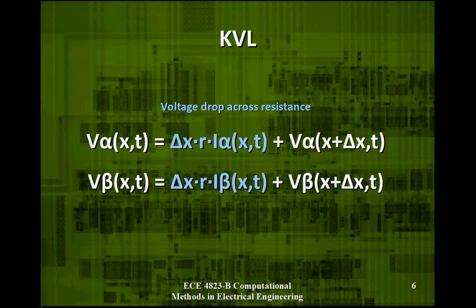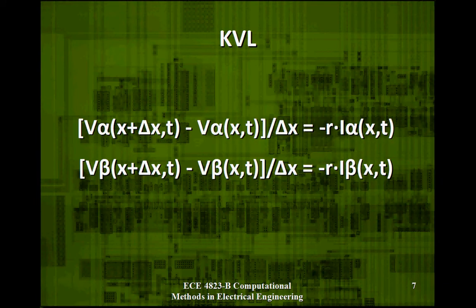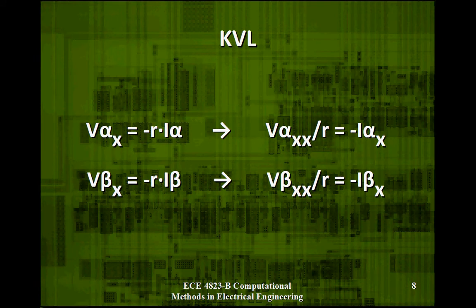First, let's start with KVL. The voltage at the beginning of a segment is simply the voltage drop across its resistance added to the voltage at the end of a segment. Now we rewrite this equation to take a familiar form. Here we see that taking delta x to 0 will result in the definition of differentiation on the left side. This yields the following. Taking the derivative with respect to x results in the equations on the right, which will be used once we solve KCL.